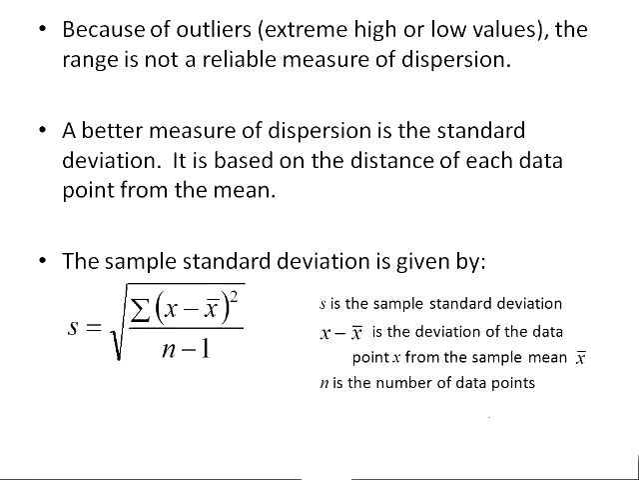So let's identify what all the variables in the formula represent. S is the sample standard deviation. X minus X bar is the deviation of the data point X from the sample mean X bar. N is the number of data points. Now you'll have to use the square root key on your calculator. Every calculator is different about where the square root is located, but you will need to find that on your calculator.